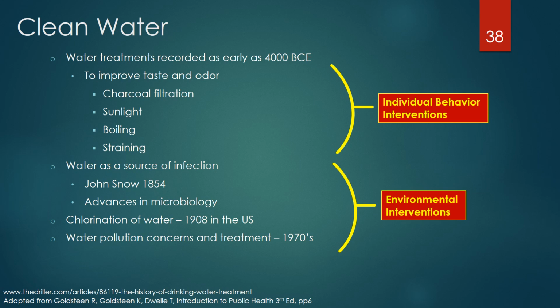The first continuous water chlorination system in the United States was implemented for Jersey City, New Jersey in 1908. In 1970, public health focused on water pollution from pesticide residues, industrial waste, and organic chemicals, resulting in enhanced regulations and a variety of chemical, physical, and biological water treatments targeting pollutants. The history of clean water approaches demonstrates primary prevention interventions used for thousands of years. It also illustrates the transition of approaches from individual to environmental interventions that were influenced by advances in science, policy, and regulation.